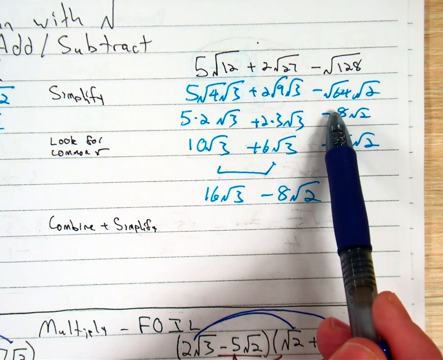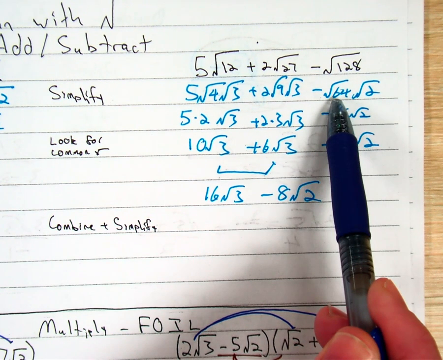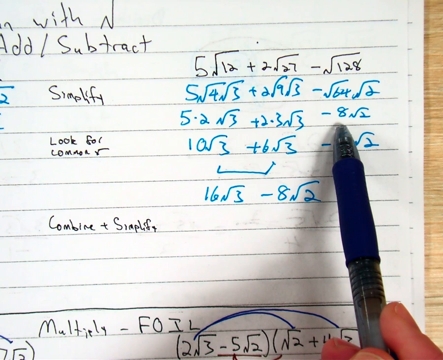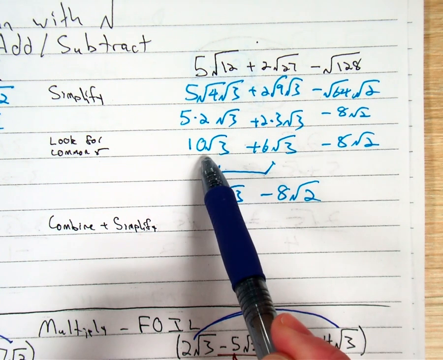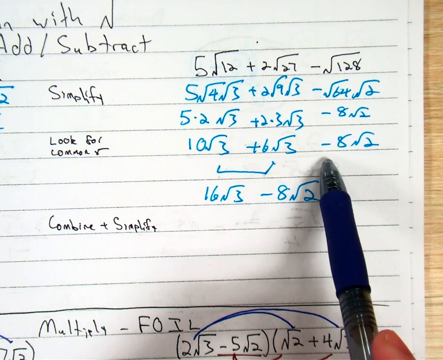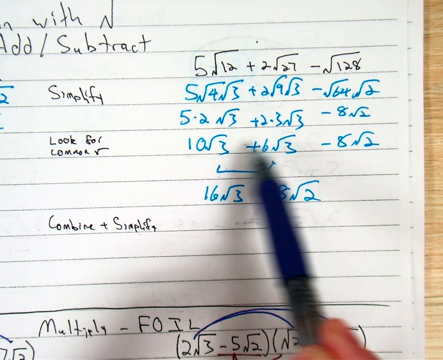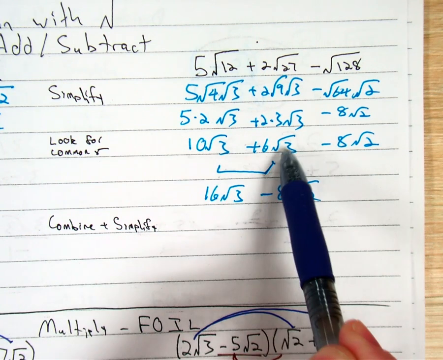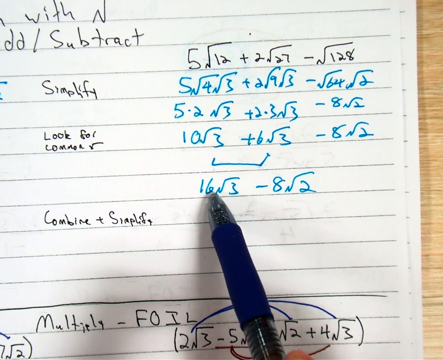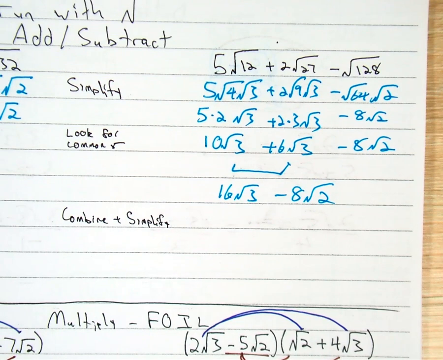128, we got 64 times 2. Square root of 64 is 8. Okay, so we have 10 radical 3 plus 6 radical 3 minus 8 radical 2. These are both radical 3's, so we can put them together. 10 plus 6 is 16 radical 3 minus 8 radical 2.